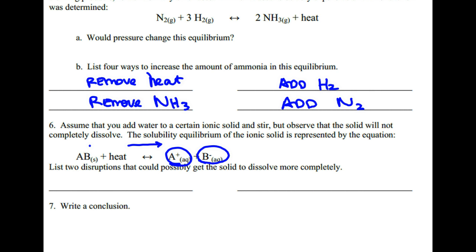So 2 disruptions that could do that is by adding heat. We would get that seesaw tilted to the left and then it would want to come back to the right. Or we could add more AB. Once again, we would tilt it to the left and then it would come back to the right.